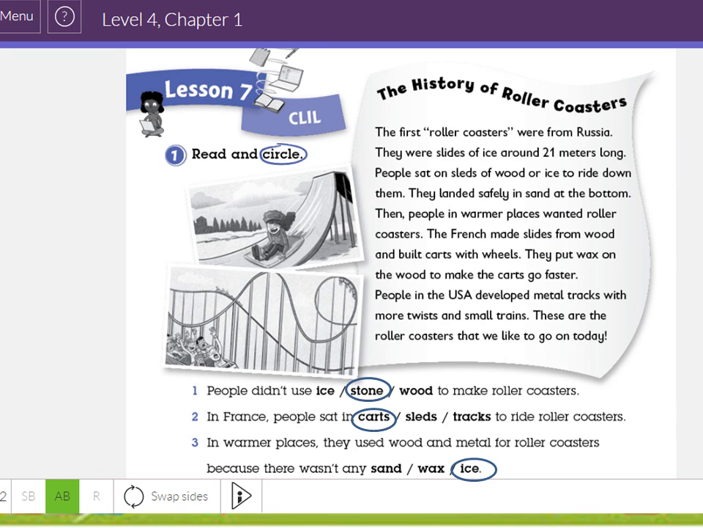And number three, in warmer places, they used wood and metal for roller coasters because there wasn't any sand, wax, or ice. The right answer is: in warmer places, they used wood and metal for roller coasters because there wasn't any ice.